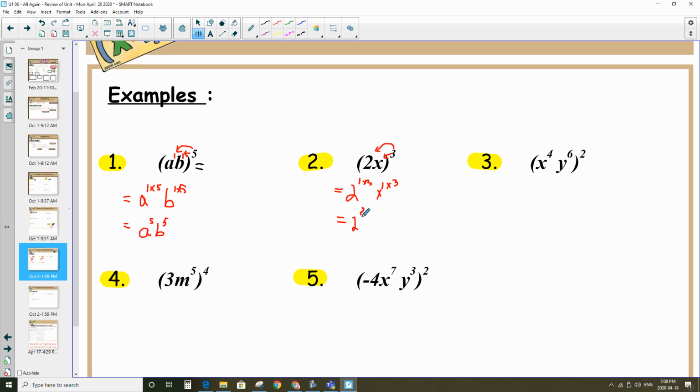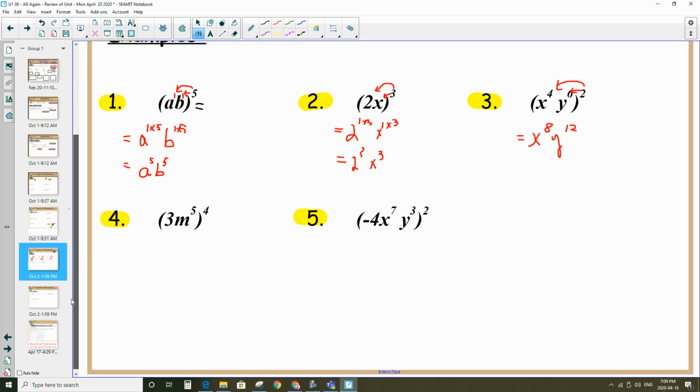So 2 to the exponent of 3 and x to the exponent of 3. Question 3, same thing. So we are multiplying the exponents. Okay, so the x is going to be 4 times 2, which is 8, and the y will be 6 times 2, which is 12.